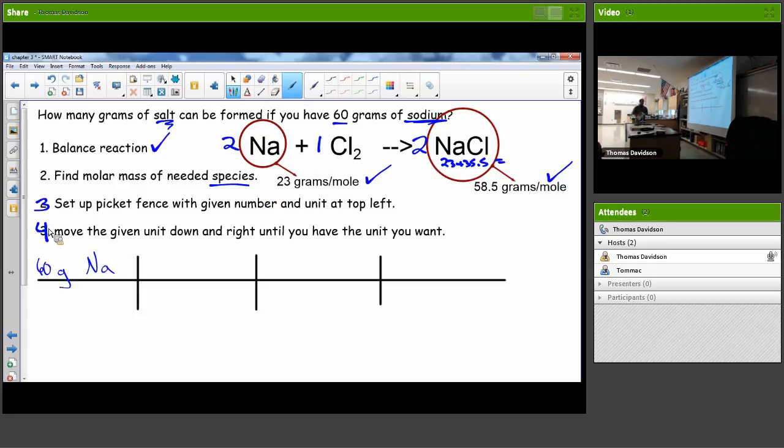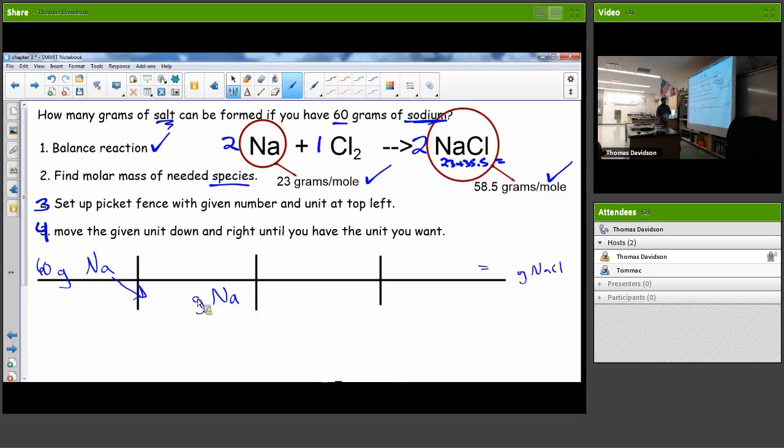All right. So what number 4 is saying? Move the given unit down and right until you have the unit you want. This is the process that I call the picket fence. So what unit do I want in my answer? Grams of salt, which is g of NaCl. All right. So now I know where I'm going to start. I know where I'm going to end. So now I'm just going to fill in this little road map we call the picket fence. So I need to get rid of grams of Na. So I come down here and I put grams of Na.